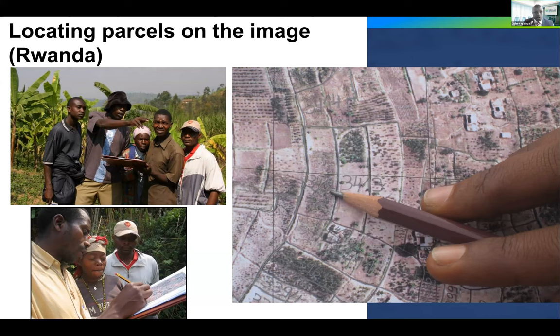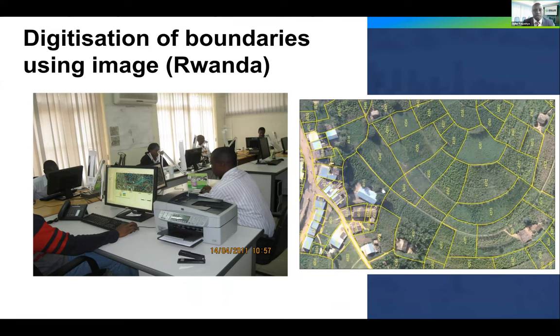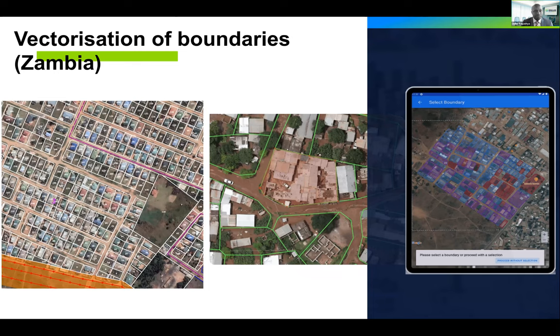And from those images, we were able to digitize them. You remember the first image on my right here, which did not have any boundary. After digitization of the boundaries that were captured by those surveyors, you could now create an index cadastral map.